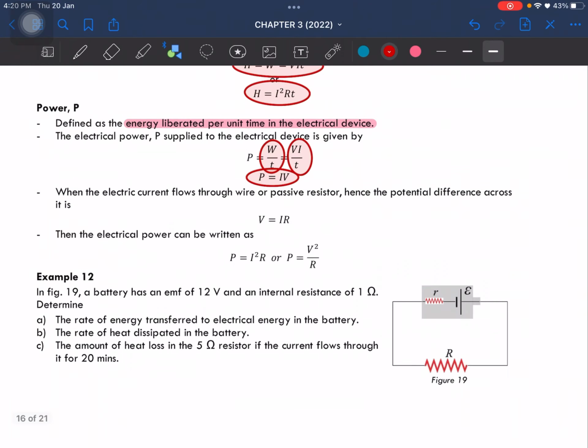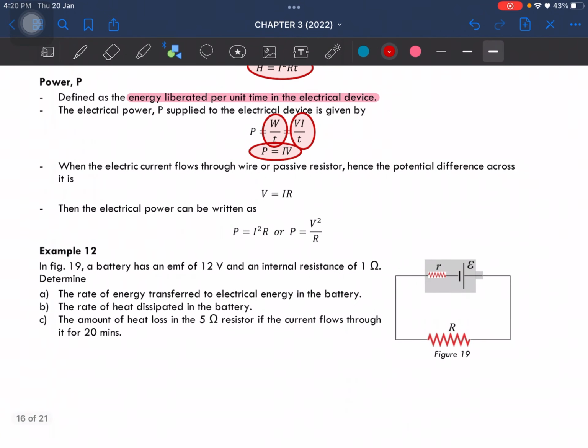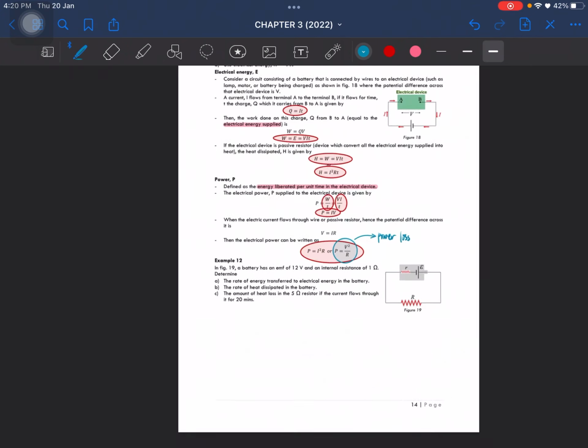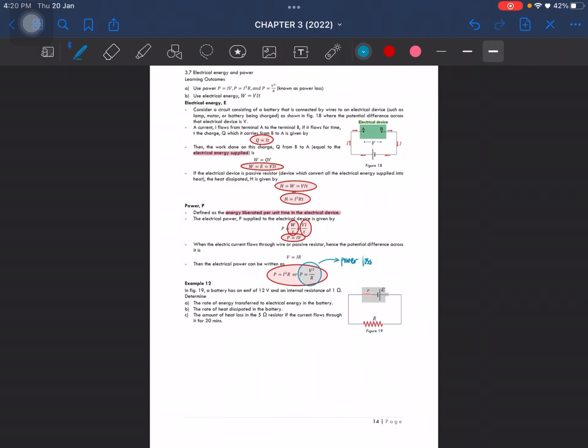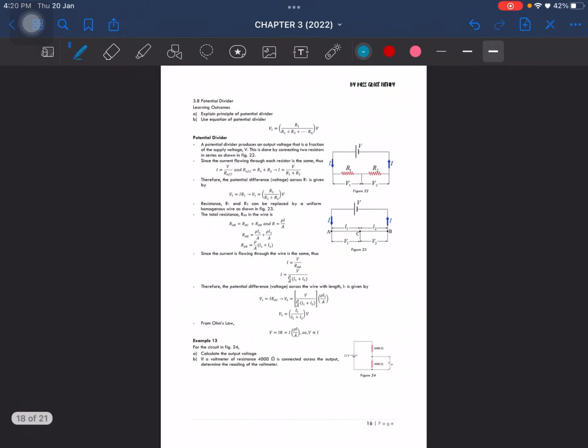So when the electric current flows through the wire, the passive resistor, the potential difference across it is V equal to IR. So the electrical power can be written as the one shown here. This one here is also known as power loss. Sometimes the question will ask you about power loss too, how much power loss.